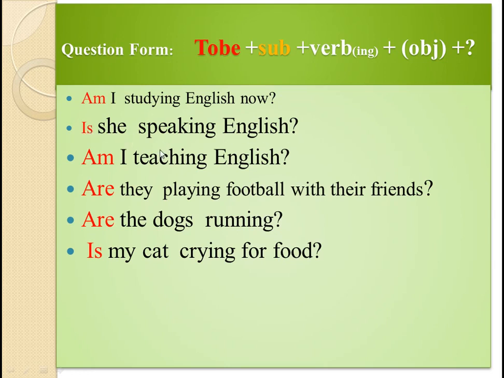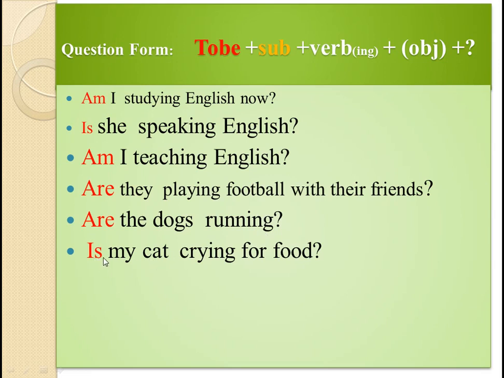Is he speaking English? Am I teaching English? Are they playing football with their friends? Is the dog running? Is my cat crying for food? For all the examples here I prefer to use the same example because it is easy for you to understand.